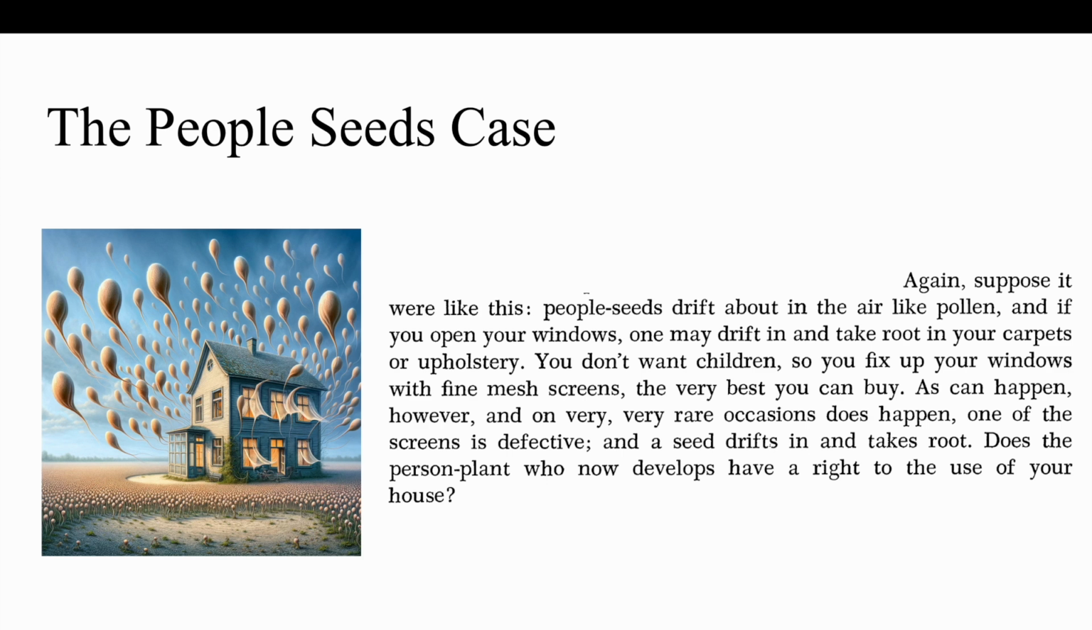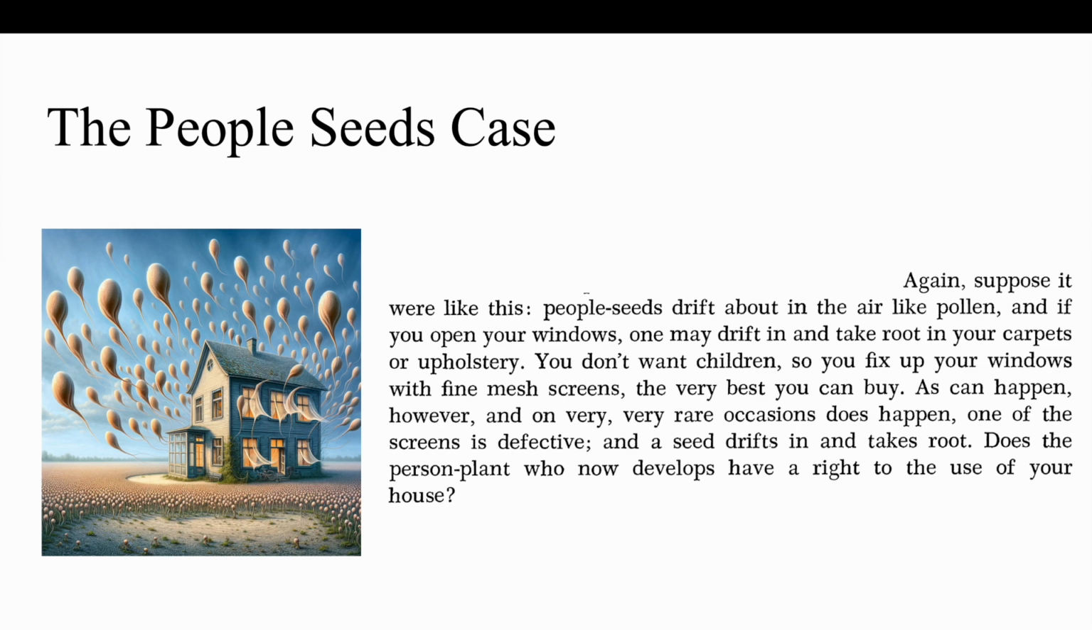This is a strange and fascinating thought experiment, and I'll read it for you. Again, suppose it were like this. People seeds drift about in the air like pollen, and if you open your windows, one may drift in and take root in your carpets or upholstery. You don't want children, so you fix up your windows with a fine mesh screen, the very best you can buy. As it happens, however, on very, very rare occasions, one of the screens is defective, and a seed drifts in and takes root.